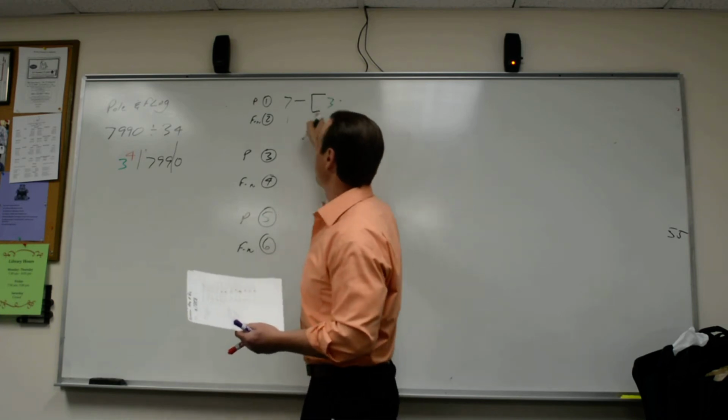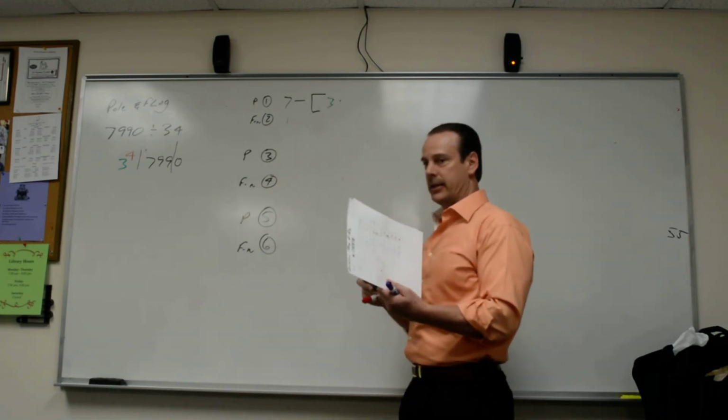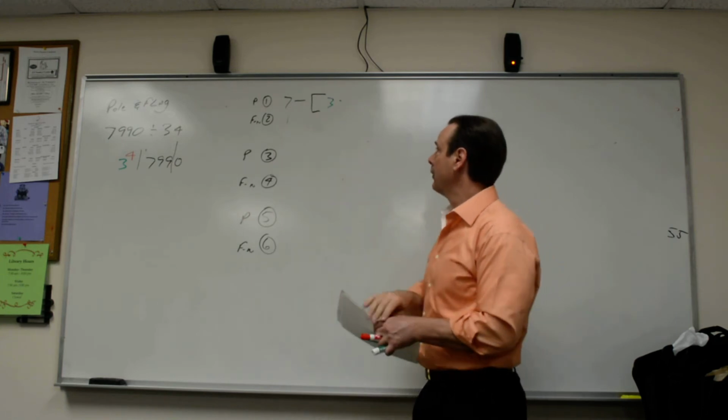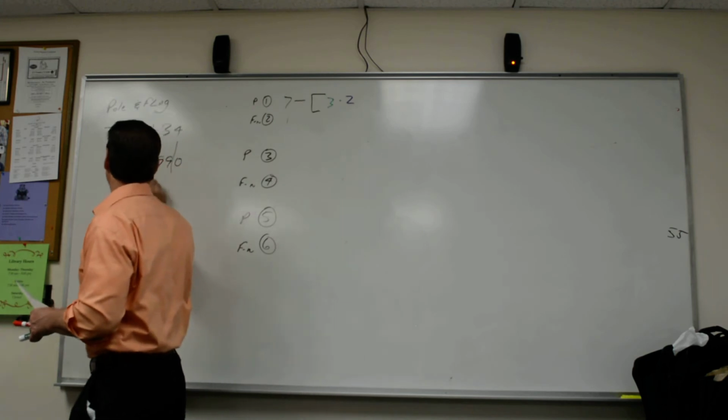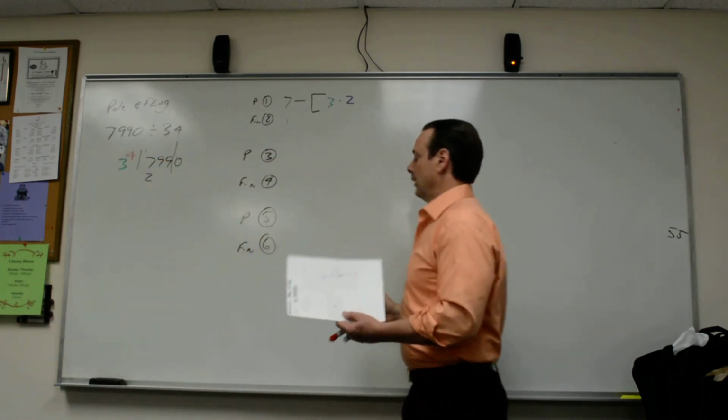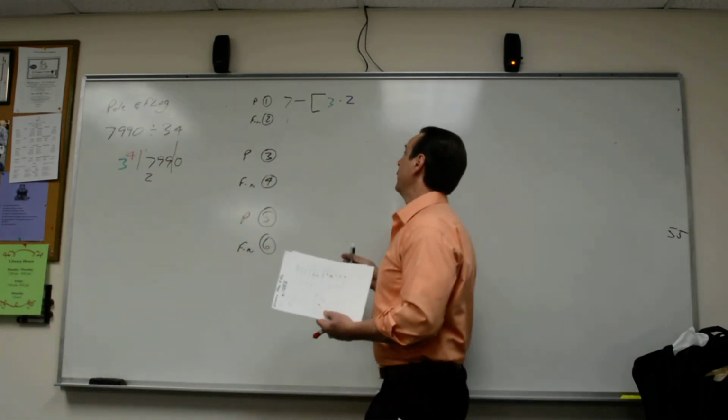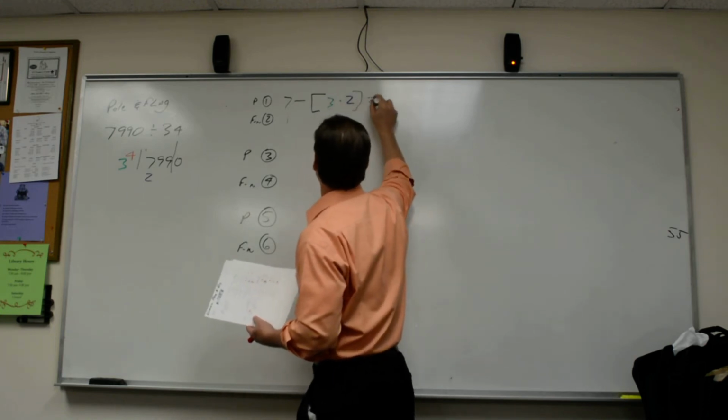We're going to put 3 here. 3 times, what do we have to multiply 3 by to get 7? 2. All right, so this is 3 times 2. So the 2 goes right here, right? All right, let's close this off. This equals 1, right?